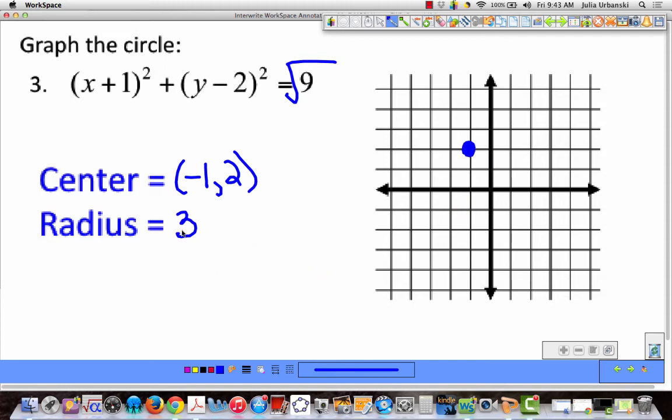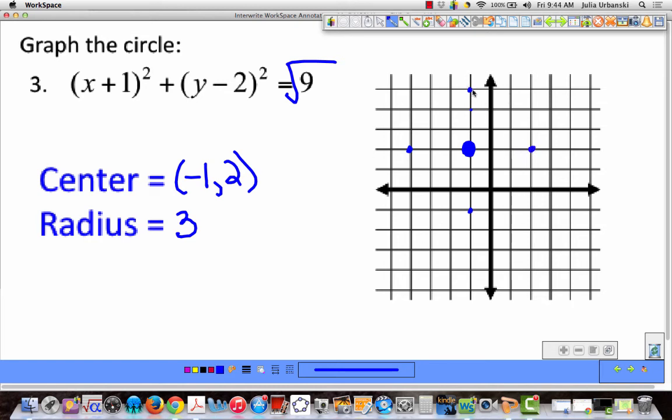Now think about how you would graph it. Make this radius of 3 going in all directions. So make it going up. 1, 2, 3. Make it going down. 1, 2, 3. You're trying to go 3 away from the center. Make it go left. 1, 2, 3. And make the radius go to the right. 1, 2, 3. That gives you a general idea of where the circle is going to be.